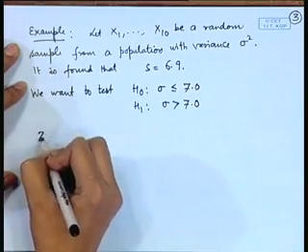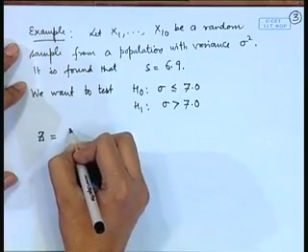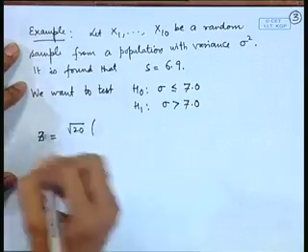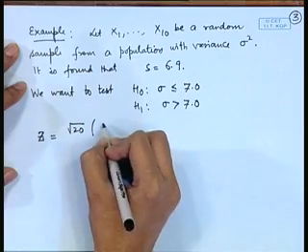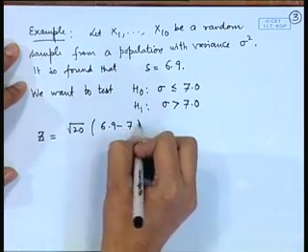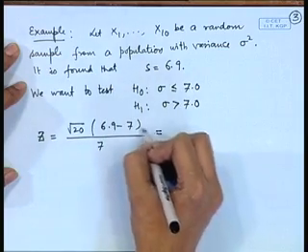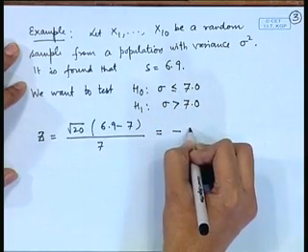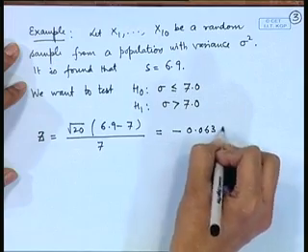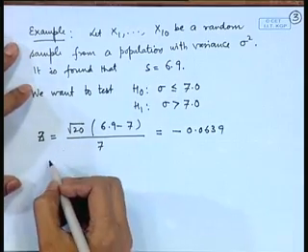So, let us create this z variable here, that is root 2n, which is root 20. We have 10 observations here. z is 6.9 minus 7 divided by 7. This can be evaluated easily, it is minus 0.0639.